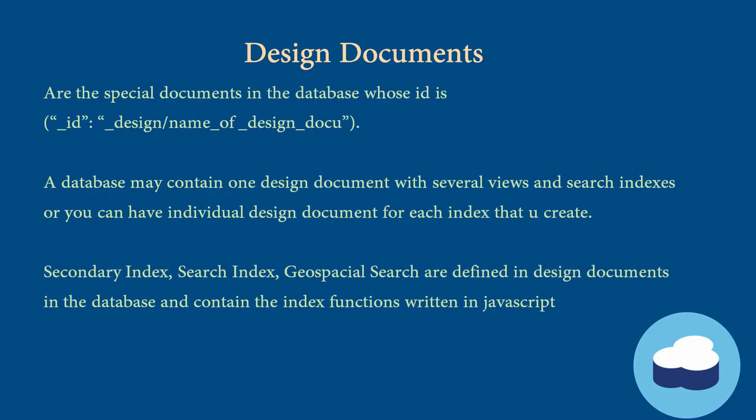Then we have design documents. It is a new concept here. These are special documents in the database whose ID is _design/ followed by the name of the design document. You can define the name of the design document and edit it as per your usage. A database may contain one design document with several views and search indexes, or you can have an individual design document for each index that you create. Secondary indexes, search indexes, and geospatial indexes are defined in design documents in the database and contain the index functions written in JavaScript.